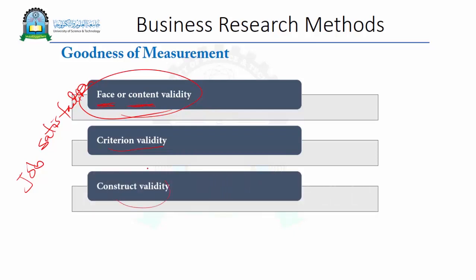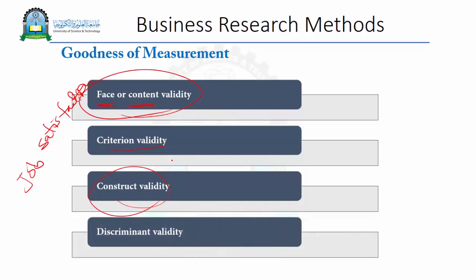The contrast validity is comparing the questionnaire with another questionnaire for a different type of variable. Here it's the opposite: if there is a correlation between your questionnaire and another questionnaire testing another phenomenon, it's not valid. If there is no correlation, it is valid.